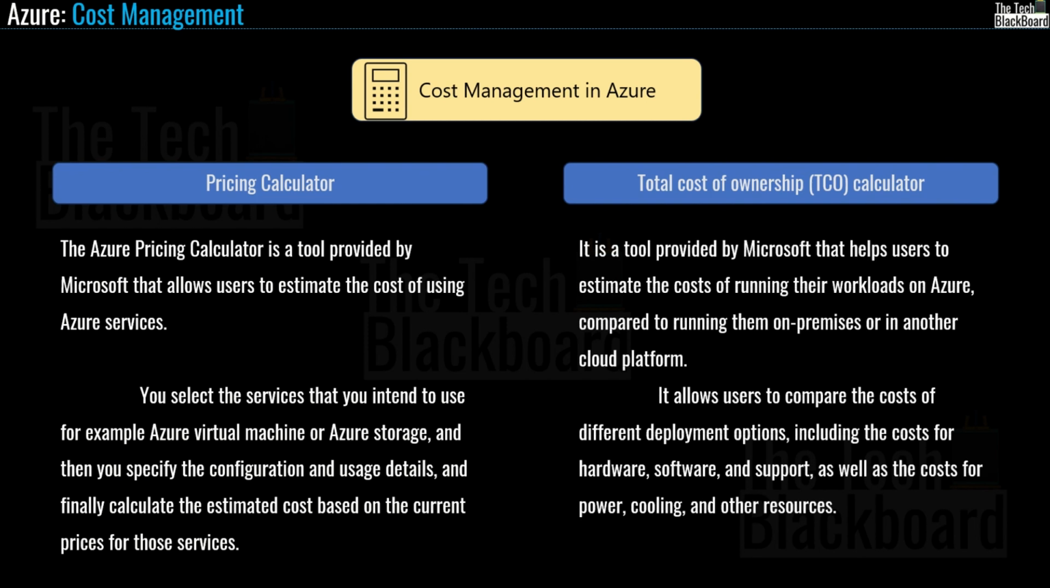You can also specify the usage detail and finally calculate the estimated cost based on the current prices for those services. Now coming to the TCO calculator, also known as the total cost of ownership calculator, that's the tool again provided by Microsoft that helps users to estimate the cost of running their workloads on Azure when compared to running them on premises. And TCO also allows the users to compare the cost of different deployment options, including the cost of hardware, software, support, as well as the cost for power, cooling, and other resources.